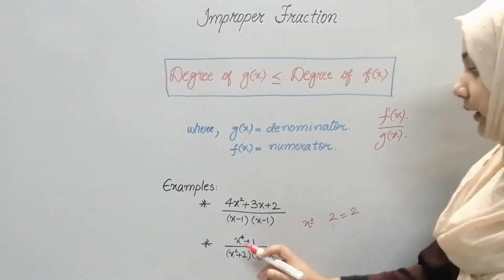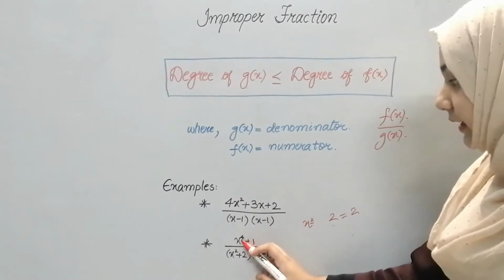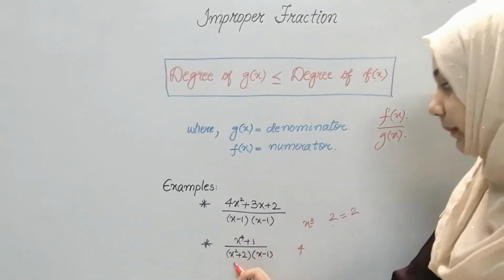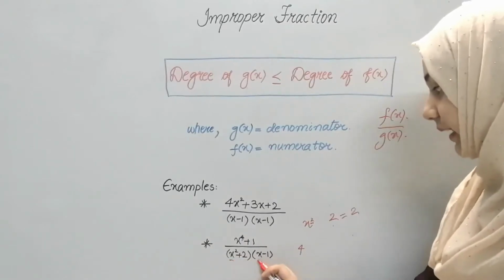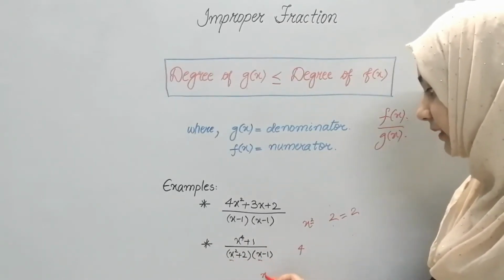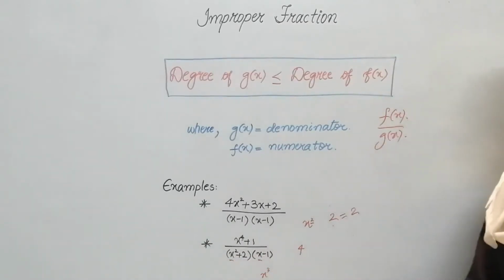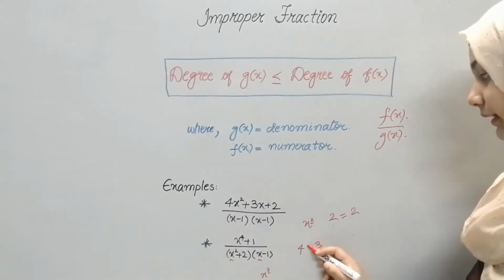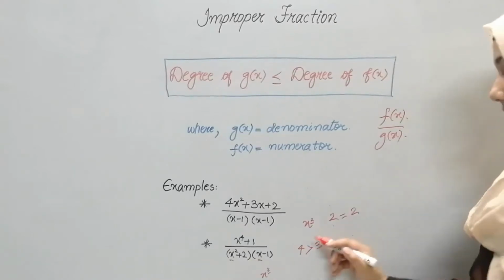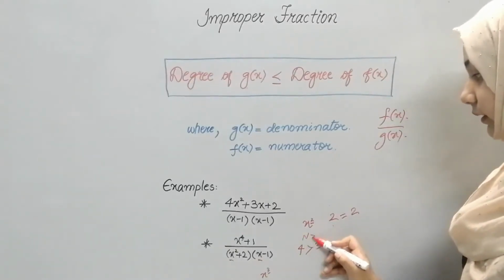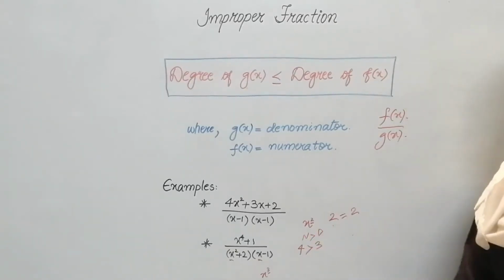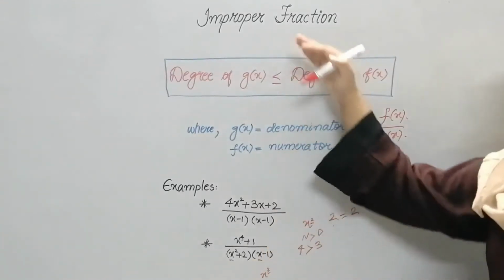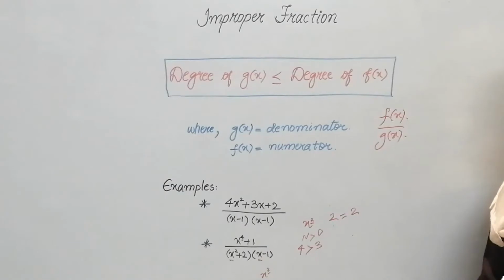Now next one. Here if you see the numerator is having the highest degree as 4, whereas in the denominator, if I multiply this x square with x, it will be x cube, right? The highest degree is what here? 3, that is cube. So 4 is greater than 3, that means the degree of the numerator is greater than the denominator. So such problems fall under improper fractions, right?